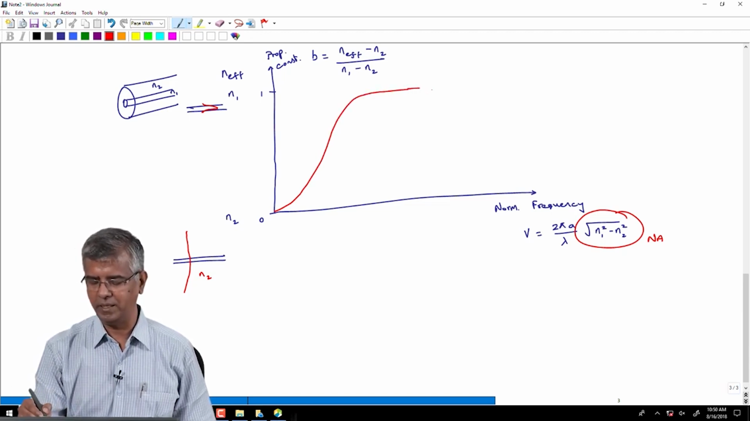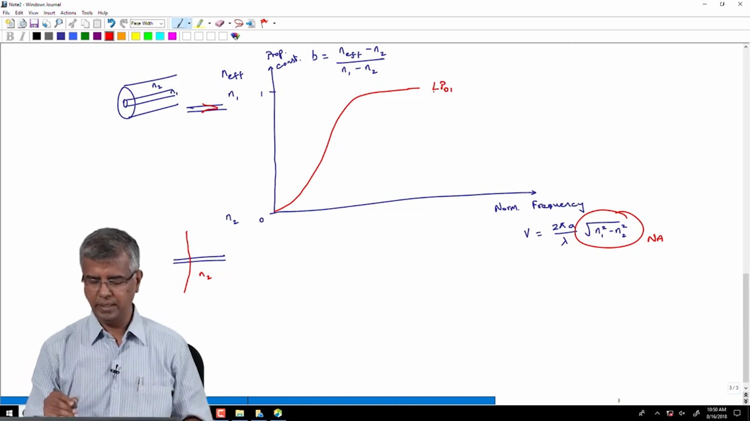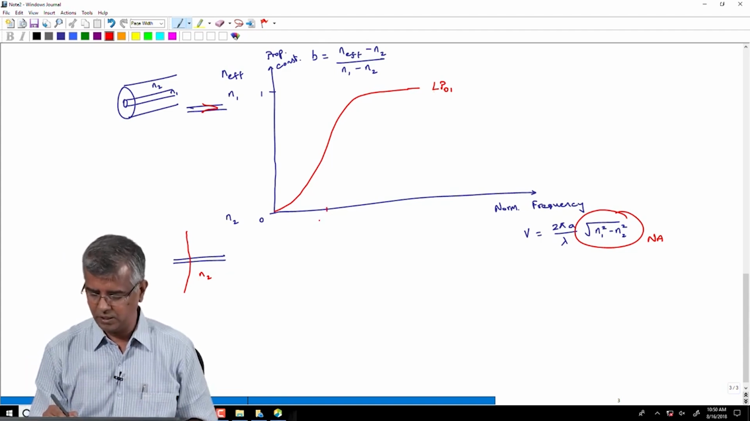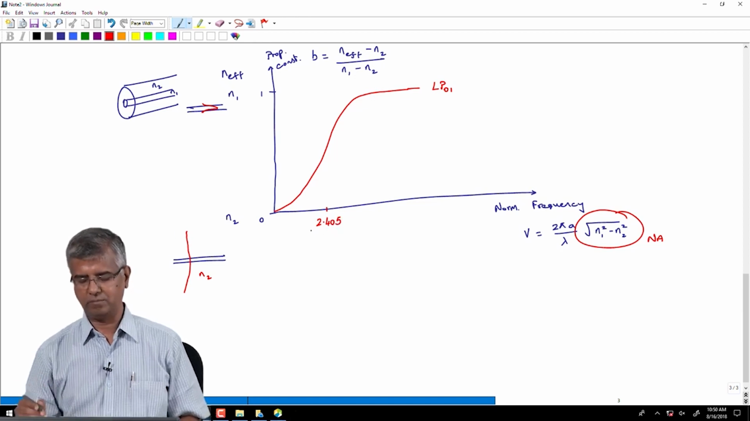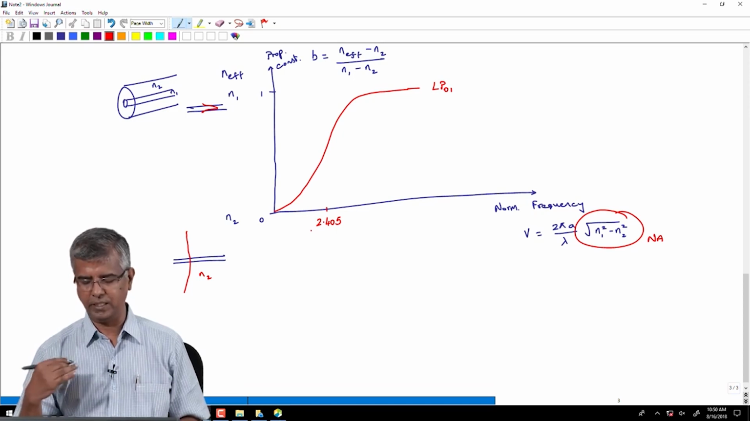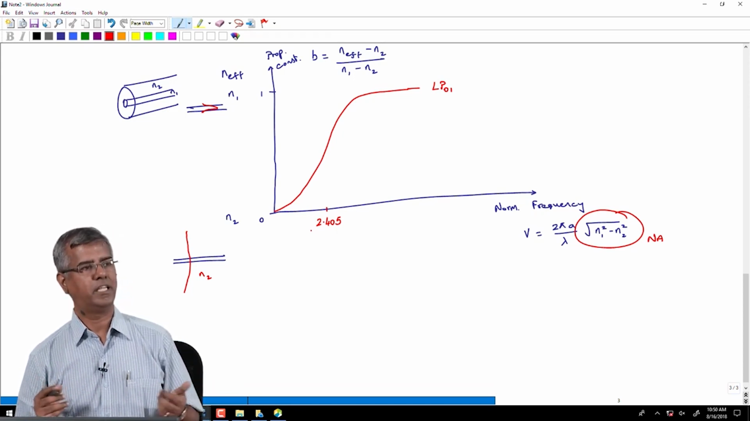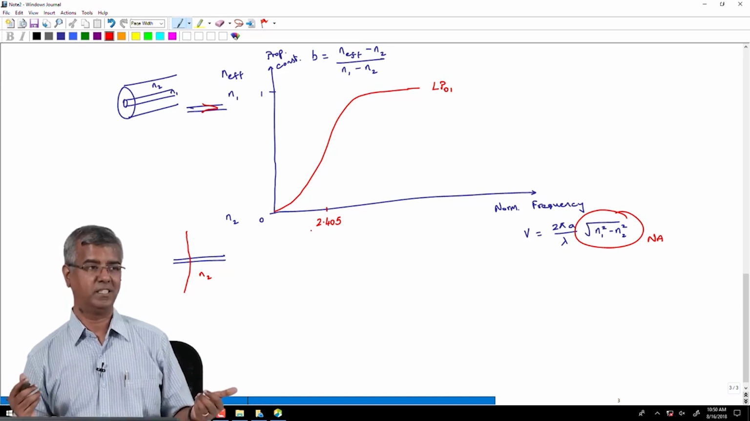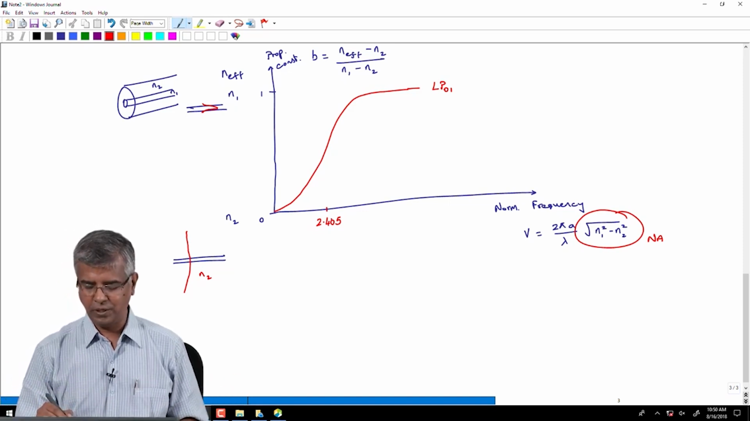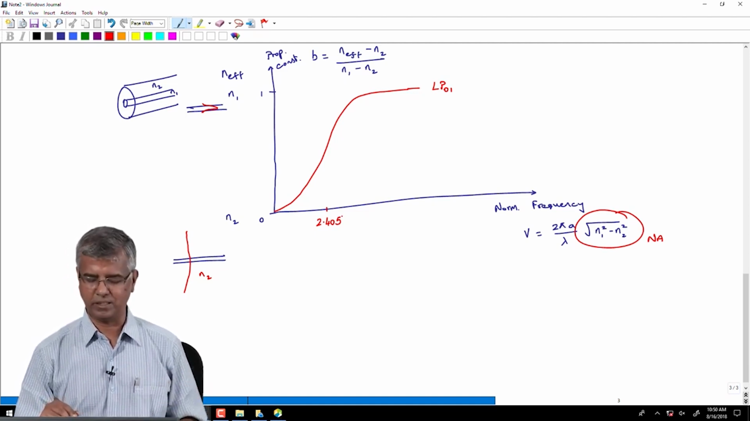You have a fundamental mode, which is also called the LP01 mode. And then at a specific value of 2.405, where does that come from? It comes from the fact that when you solve the wave equation and look at the field configurations, they will be expressed in terms of Bessel functions, and 2.405 corresponds to the first zero of the zeroth order Bessel function.